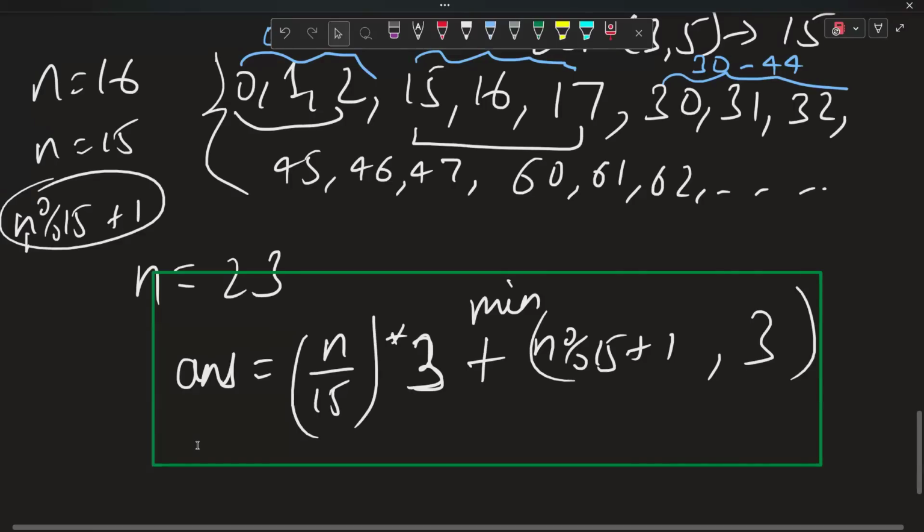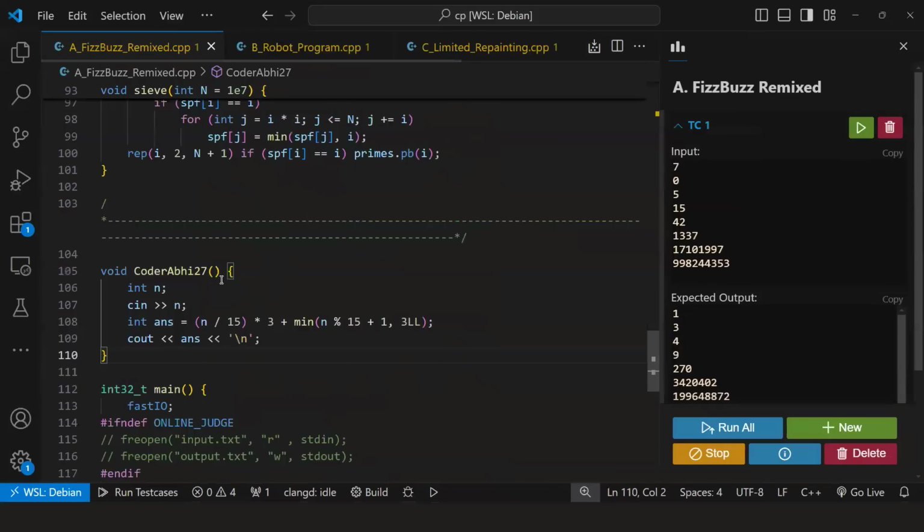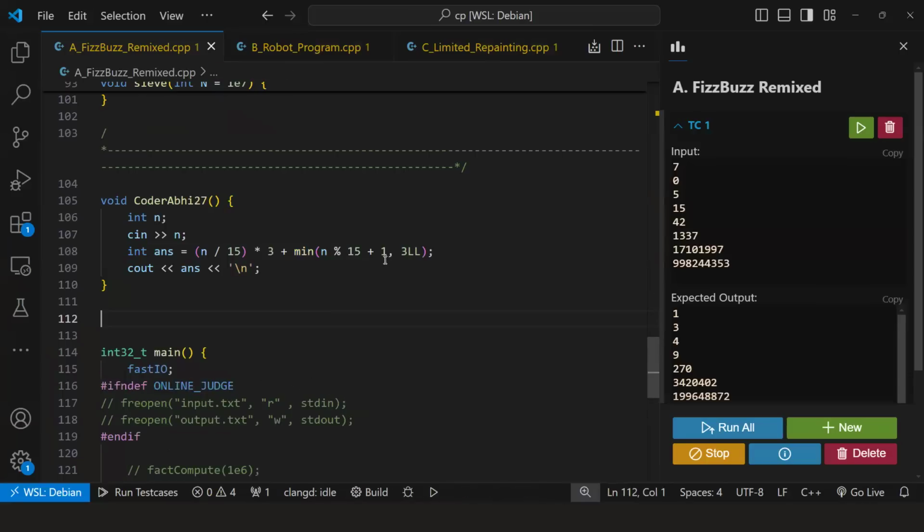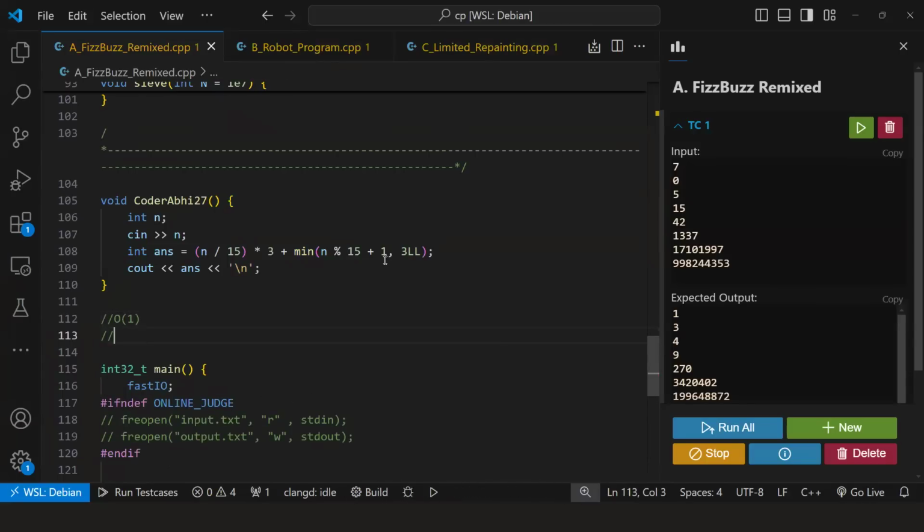So my code would be very, very simple. I just need to input your n, and the answer is n by 15 into 3 plus minimum of n mod 15 plus 1 or 3, and just print your answer. What would be the time complexity? It's simple, O of 1, and space complexity is also O of 1, since you only take the integer n. I hope the first problem is clear to everyone. We can move on to the next problem.